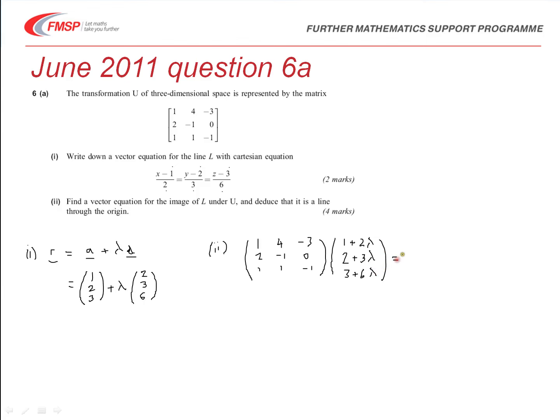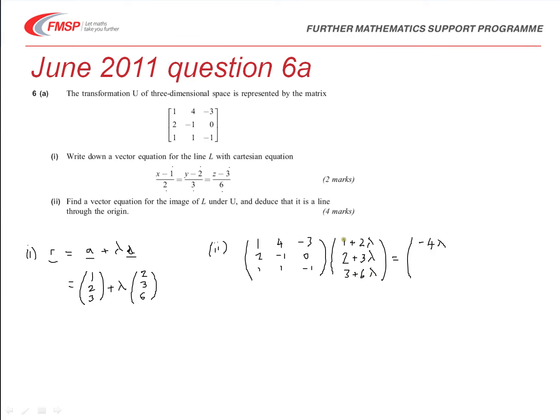And so now we need to do a bit of matrix multiplication. So it's row times column. So we've got 1, 4, negative 3 times each of these parts in turn. So we get 1 times 1, 4 times 2, negative 3 times 3, which adds up to 0. And then you get 1 times 2 lambda, 4 times 3 lambda, which is 2 plus 12, which is 14. Negative 3 times the 6 is negative 18. So add those together, we get negative 4 lambda.